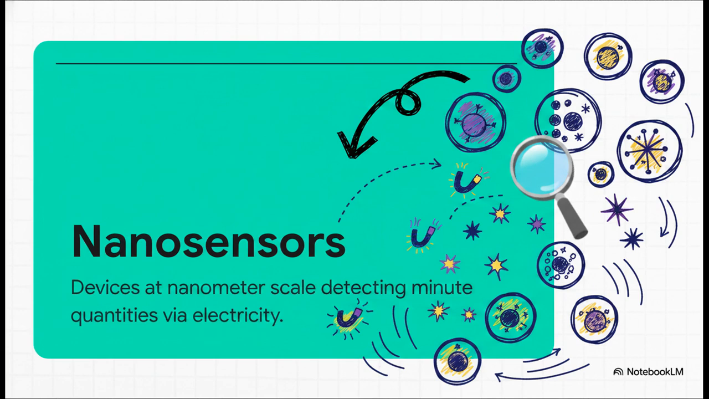At this incredibly tiny scale, these sensors detect minute physical, chemical, or biological quantities. They are so incomprehensibly small that they can target individual cells right at the molecular level.